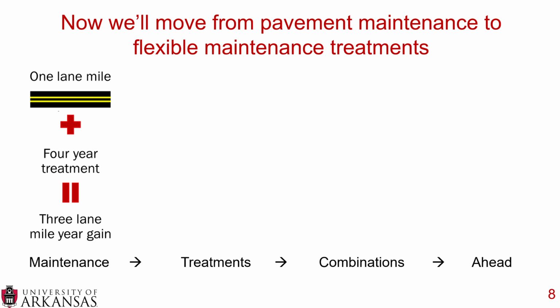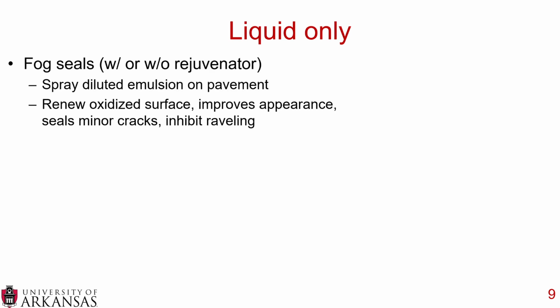Now let's move on to what sort of treatments we can apply when we are performing pavement maintenance. Now, I mentioned that I defined those into different categories. The first is liquid only. Within liquid only, you have fog seals, and this can be with or without a rejuvenator. This is where you spray a diluted asphalt emulsion onto a pavement surface. It renews the oxidized surface. It improves the appearance. It seals minor cracks, and it inhibits raveling.